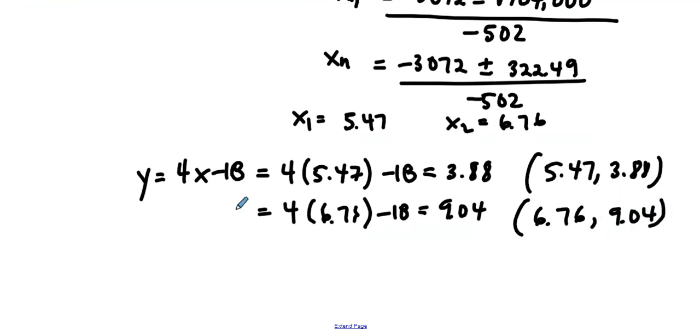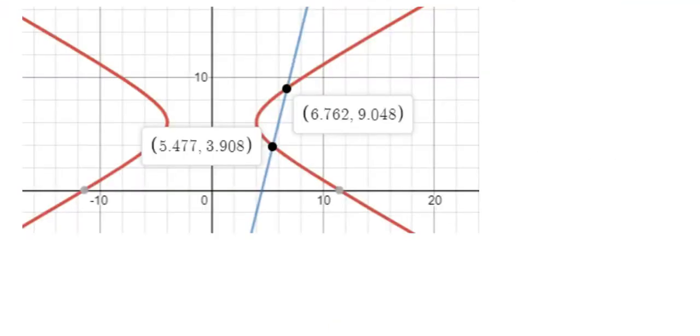And those are our two solutions. Like I said, I checked in Desmos. So let's verify: 5.47, 3.9, and 6.7, 9.04. Okay, so you can always pause and go back. I'm not going to go back, I'll just do another example.